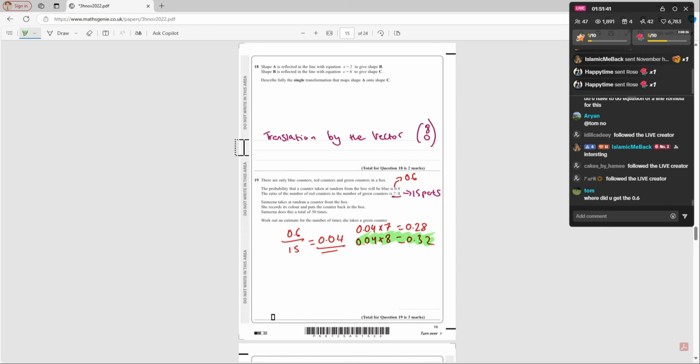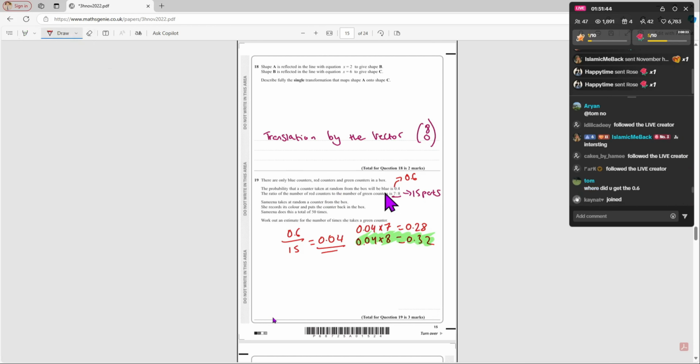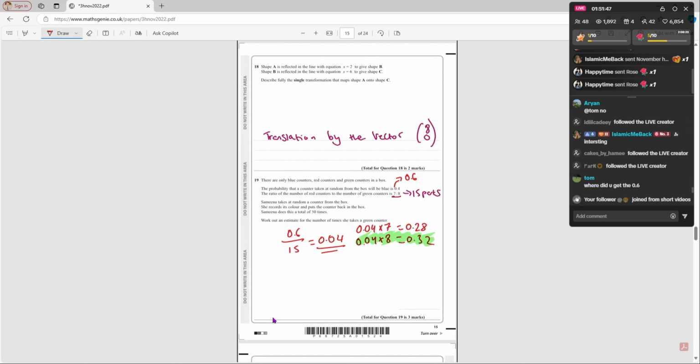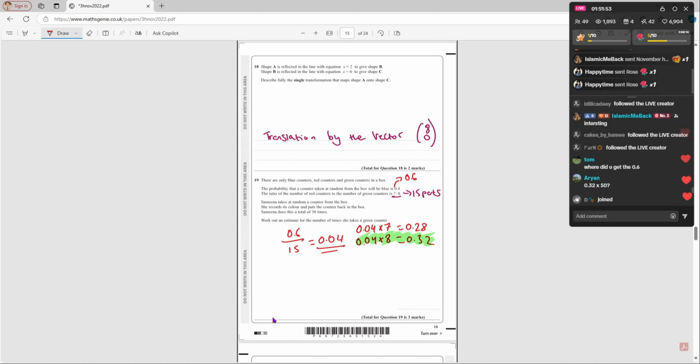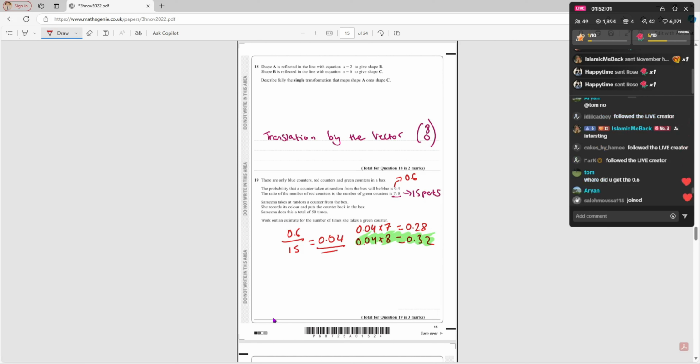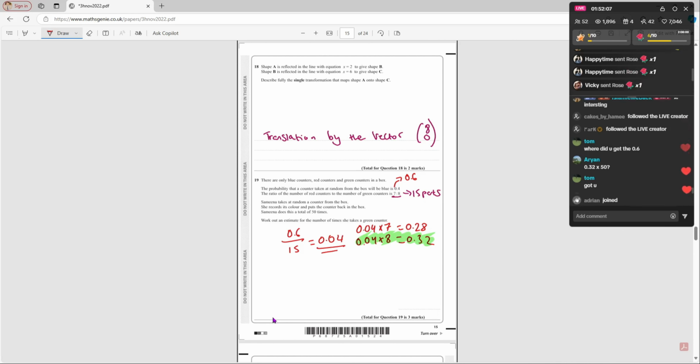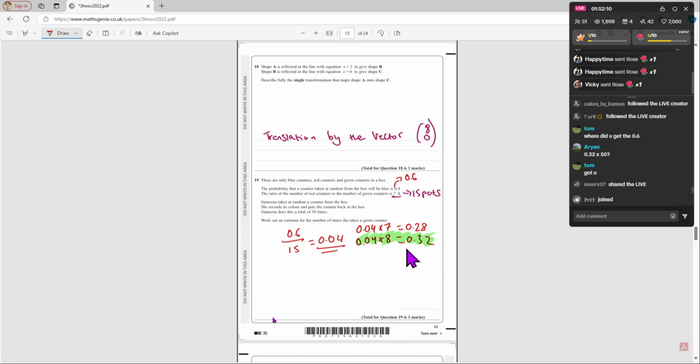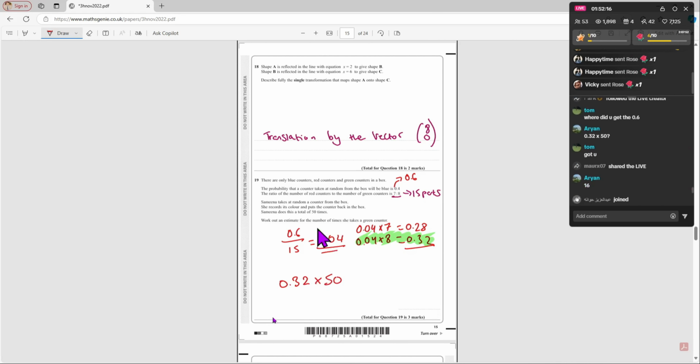So where did I get the 0.6 from? It's because we know that the probability of a blue counter is 0.4. So the probability of getting a red and a green counter is going to be 1 minus 0.4, which is 0.6. Remember, probabilities add up to 1. To work out the probability of getting a red and green counter all together, it's going to be 1 minus 0.4, which is 0.6. And then lastly, well done Ayan, it's going to be 0.32 times 50, which is 16, and that is going to be your answer, 16.